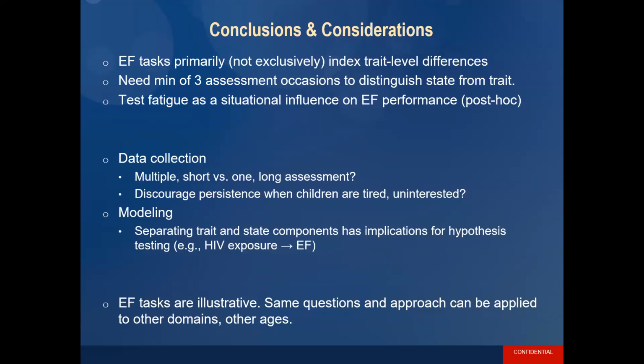The last thing is sort of an implication for modeling, which is if you have hypotheses like prenatal HIV exposure predicting EF, if you have 3 assessments, you can actually create a trait-like measure of EF and state-like measures of EF. And I think oftentimes our hypotheses are thinking about trait as the outcome, but we use performance on a single occasion that's conflating trait and state. So we might get sharper tests of our hypotheses if we were to go through this effort and do 3 assessments.